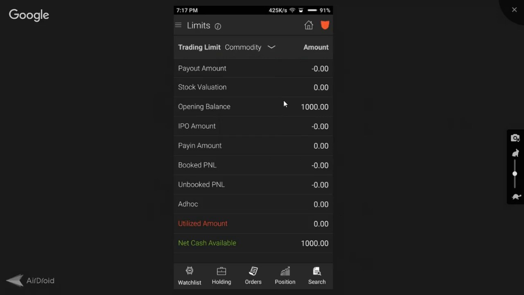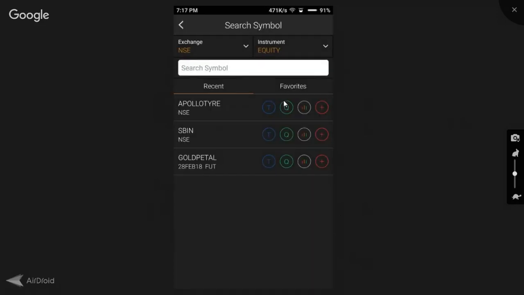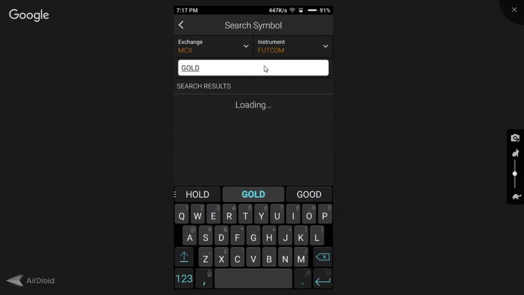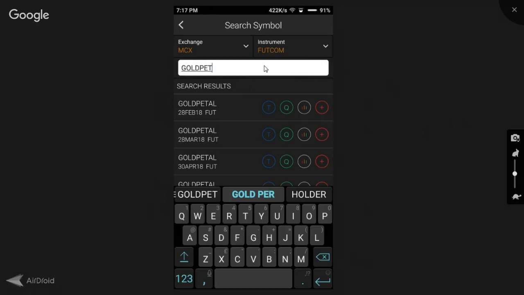First we'll go to search. We will go to exchange on the left hand side and choose MCX, and notice it automatically becomes future commodities. Now over here I'll type gold petal. Gold petal is a type of derivative contract available which is only for 5 grams or less, it's only for 1 gram, I suppose. So we will just try to add it to the watch list we created today.